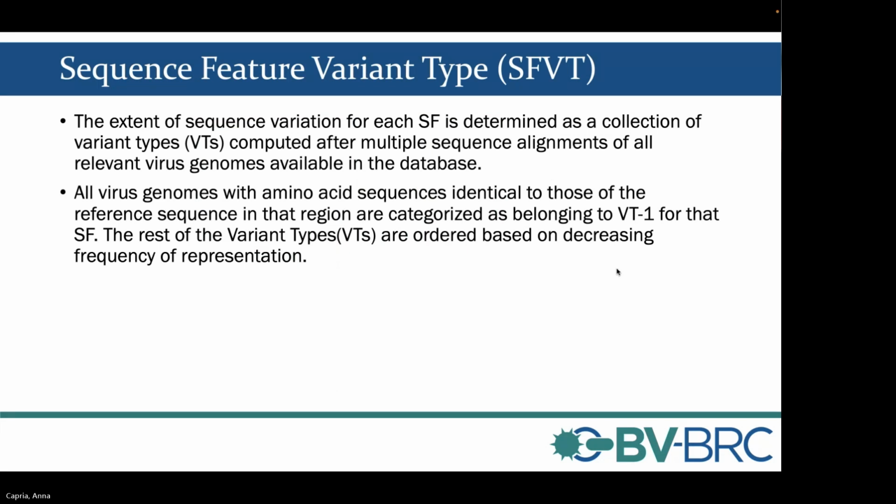For each sequence feature, the extent of sequence variation observed within all the sequences that are publicly available is termed variant types. So what we do is take all relevant sequences for that protein in which the sequence feature is defined, and then do a multiple sequence alignment, and observe the variation within that. So how it changes, whether it's conserved or not, and how the sequences vary.